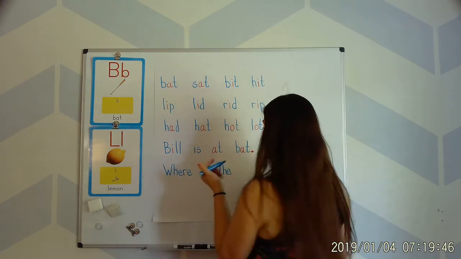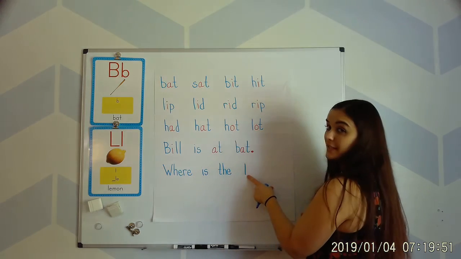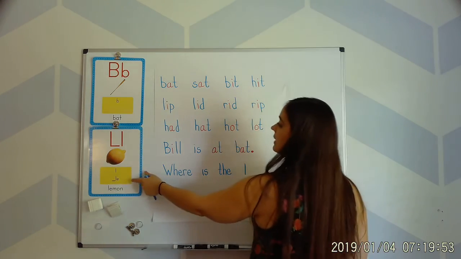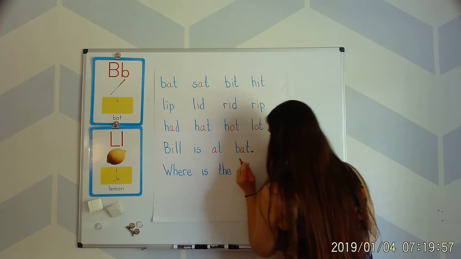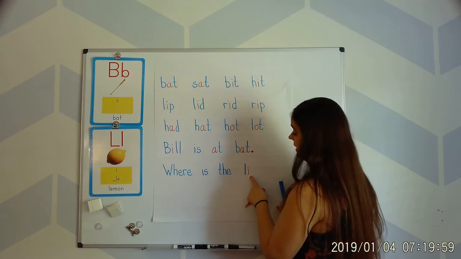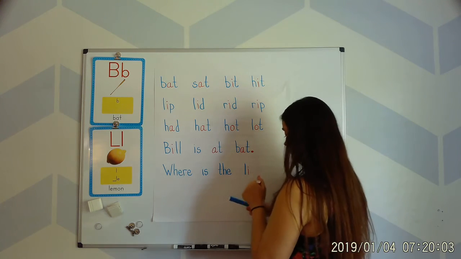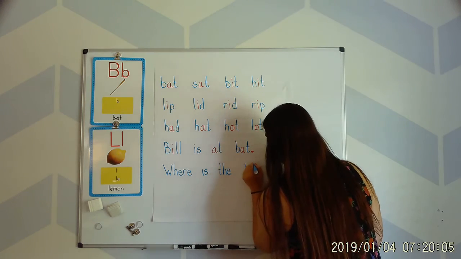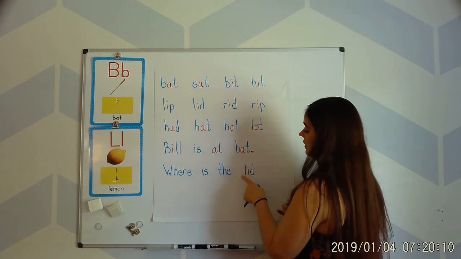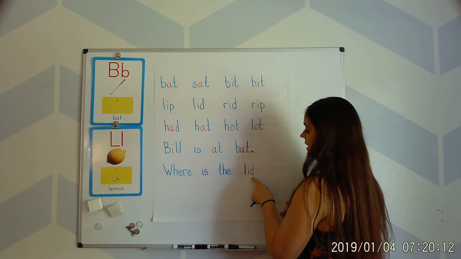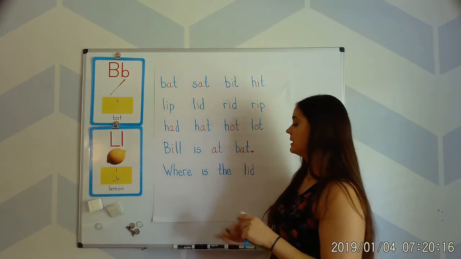And L says what? Ul, like that lemon card. And I says i. Let's blend those sounds. Ul, i, li. D says da. Ul, i, da. Lid. Lid.